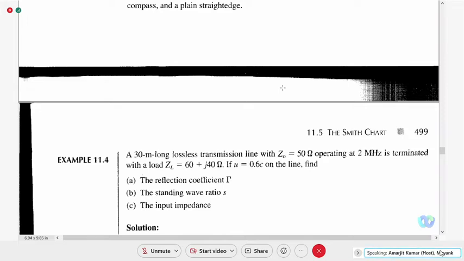It is terminated in a load impedance, which is given. So first you calculate the normalized load impedance, ZL by Z0, and phase velocity is 0.60 on the line. You have to find these three things: reflection coefficient, standing wave ratio, and input impedance. First use the theoretical method, then the Smith chart. Okay, so solve this question. Reflection coefficient, standing wave ratio and input impedance you have to calculate.